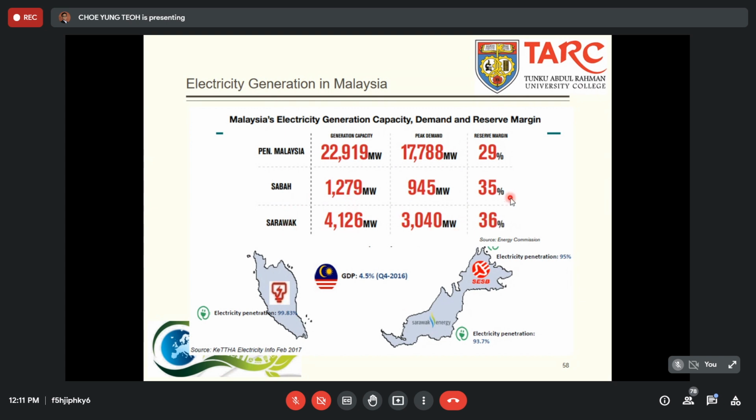Okay, and then you can see Sabah and Sarawak have an even higher reserve margin because the electrical supply in Sabah and Sarawak is not as stable as in Peninsula Malaysia. So we need a better reserve margin to cater for that. Okay, and then Sarawak 36%, yes, because we have too many dams in Sarawak. The power supply is much higher than the power demand in Sarawak. Okay, they have too many rivers.